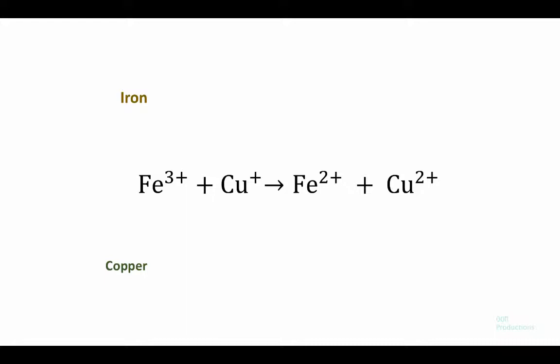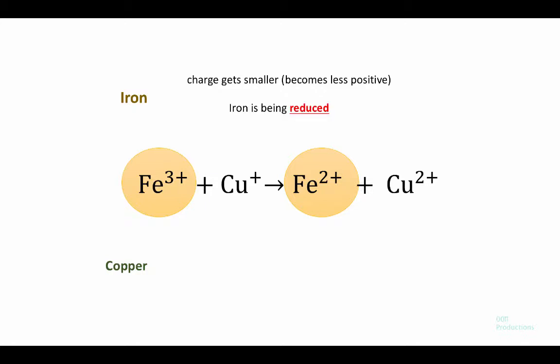So you can see right away this is a redox reaction because the charges on the molecules involved are changing, right? Look at iron. Iron is going from a +3 charge to a +2 charge. Its charge over the course of the reaction is getting smaller, or less positive. In other words, that charge is being reduced. So iron is undergoing reduction. Iron is being reduced. Let's look at copper.